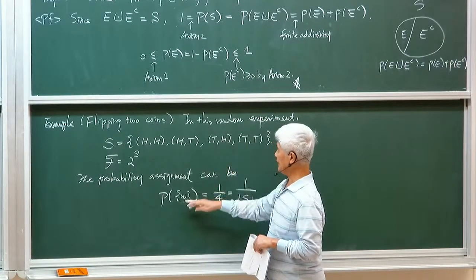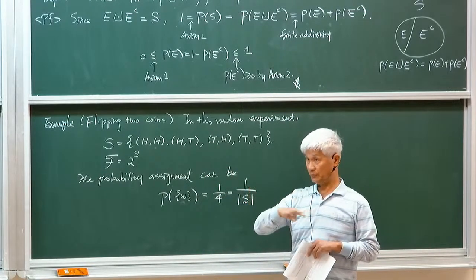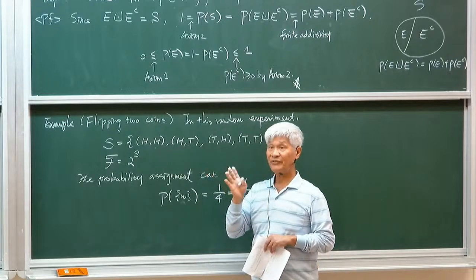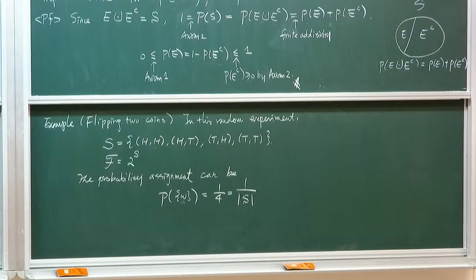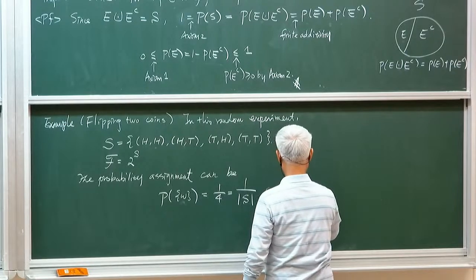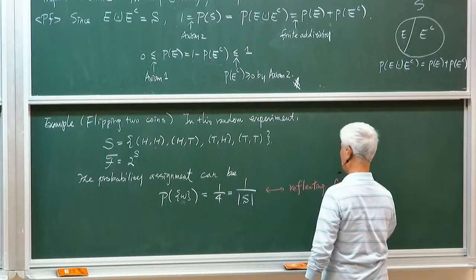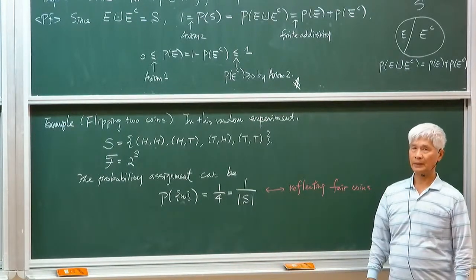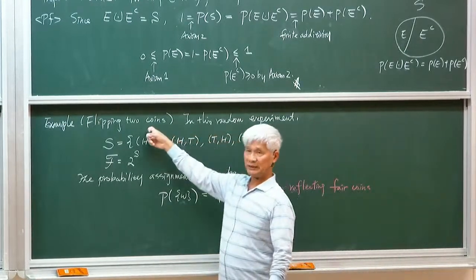Okay, so the event that some specific outcome occurs, and so we think that these four outcomes occur with equal probability. Okay, this is very common, means that we are considering fair coins. Once we make such a probability assignment, this probability assignment reflects fair coins.